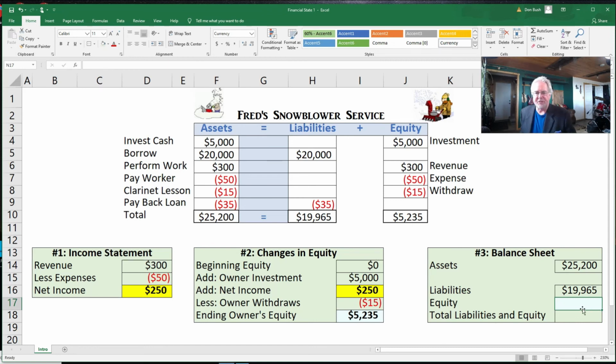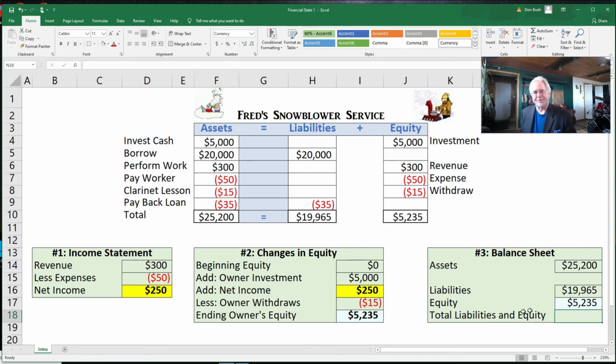Equity. Now I've got that in blue here. So folks, this equity, we have already calculated it. We're going to get the number from right here. There it is. It also happens to be the total of this column too. So owner's equity is $5,235. Now all we have to do is add up our liabilities and our equity and get a grand total. And hopefully this grand total will equal the assets.